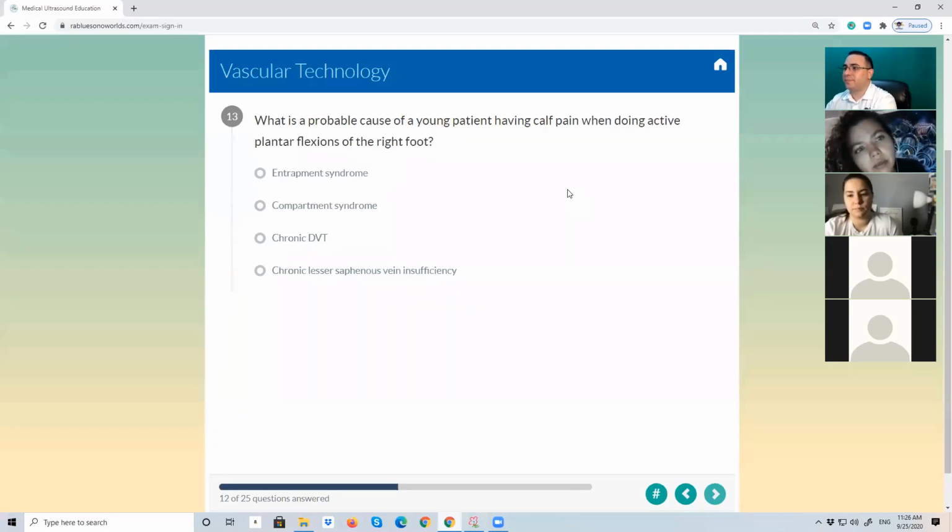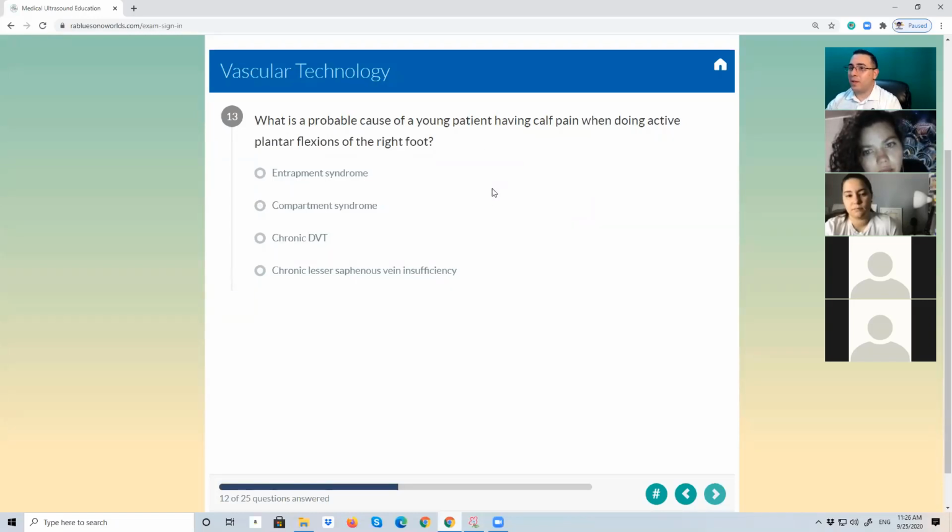Is the entrapment one, the way that we identify it is with the flexion of the foot. The compartment one is usually a young adult that has suffered some type of trauma, right? Yeah. It has more to do with sports or, like you said before, kicking the leg or any type of trauma in there.